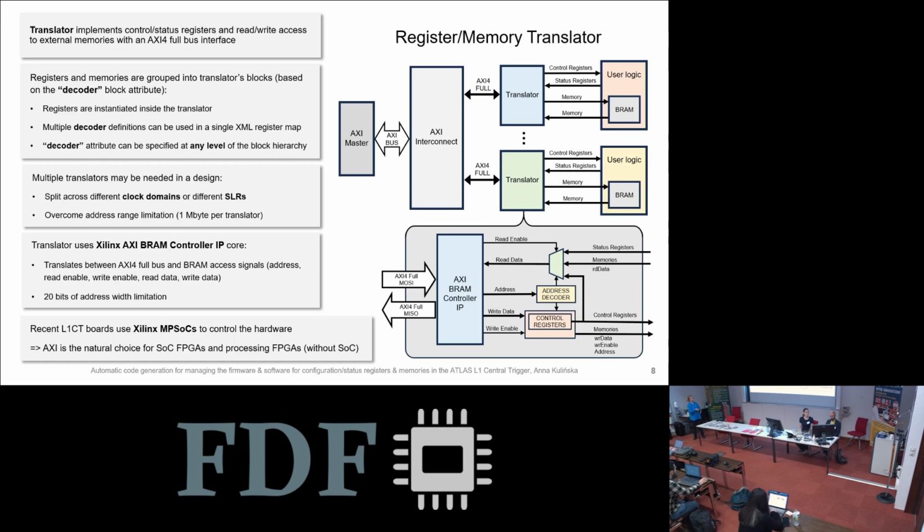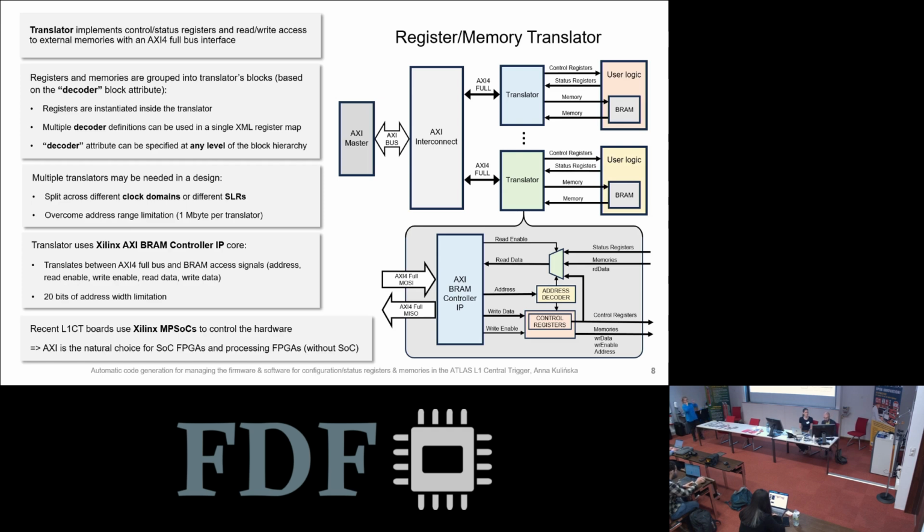We need multiple decoders because our designs use different clock domains, as well as different superlogic regions. So the translator is based on the Xilinx AXI BRAM controller IP core, and you can see what is inside the translator in this gray box diagram there.